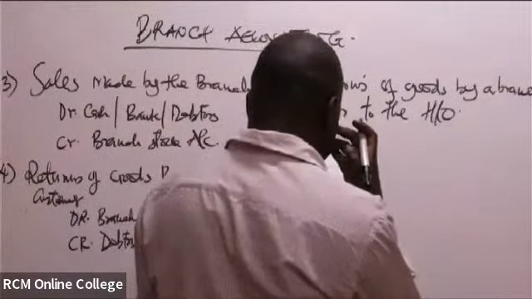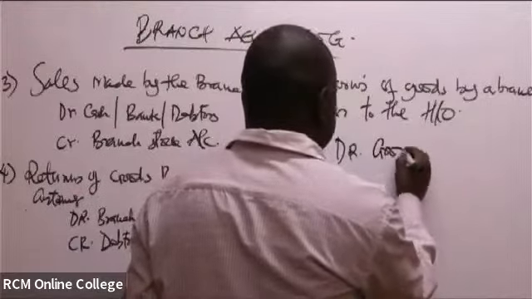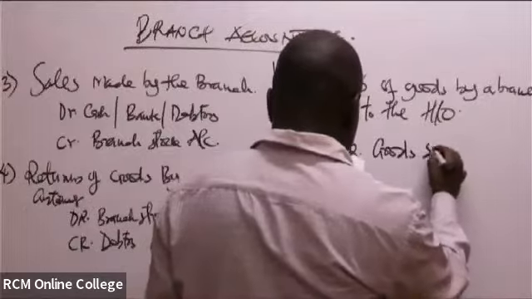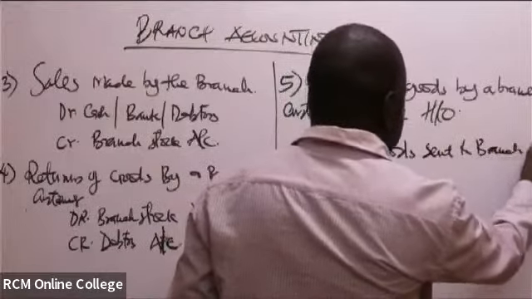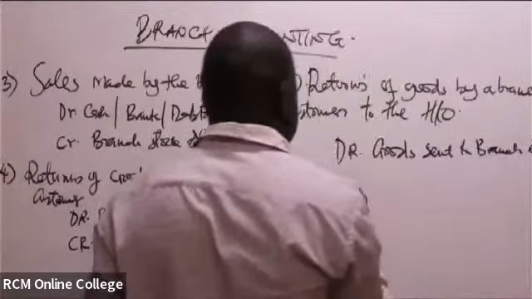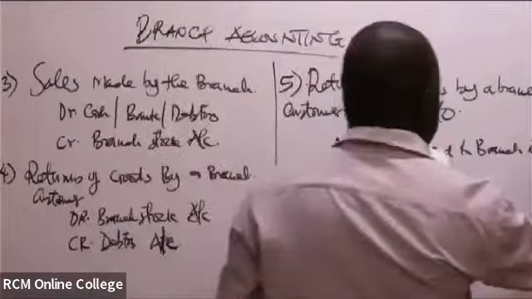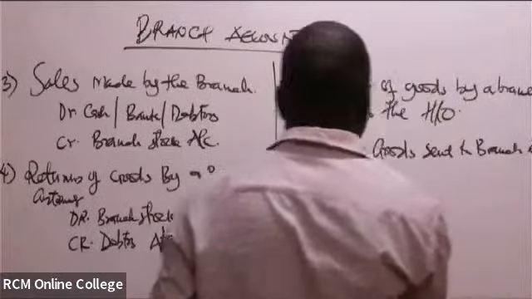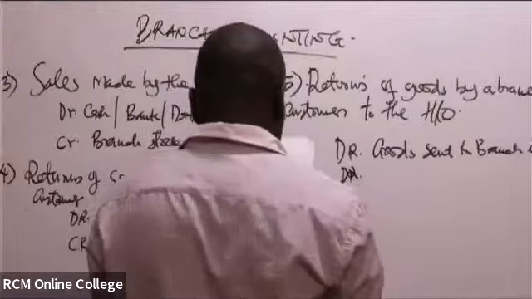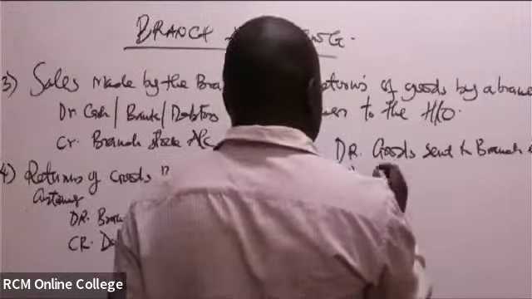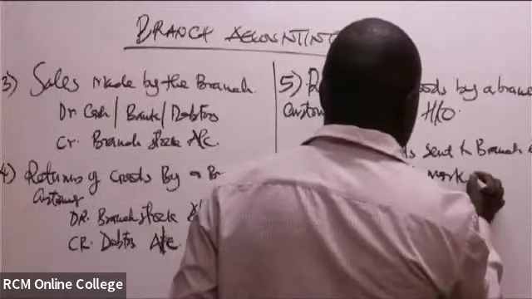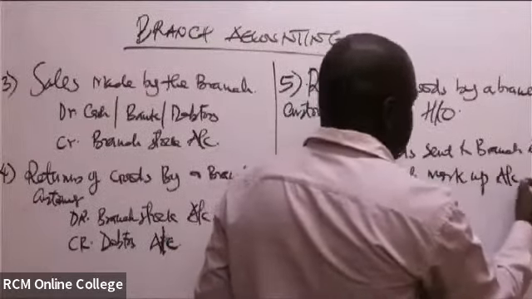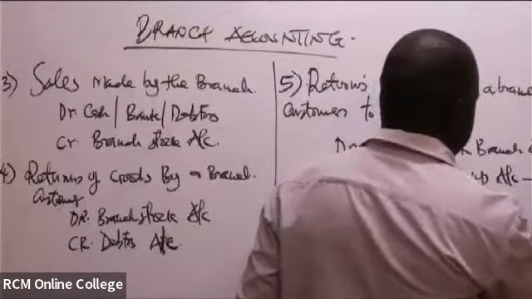The goods sent to the branch account. That will be at cost. Then we'll still debit the branch markup account. This one will be the profit that was on these goods.